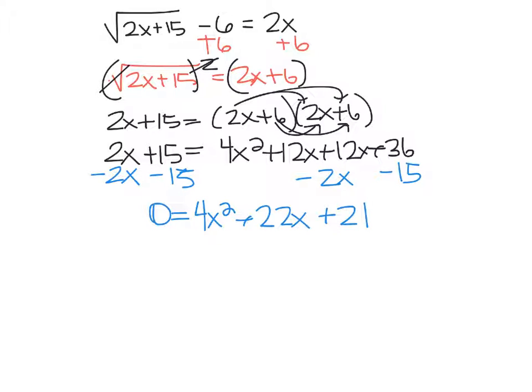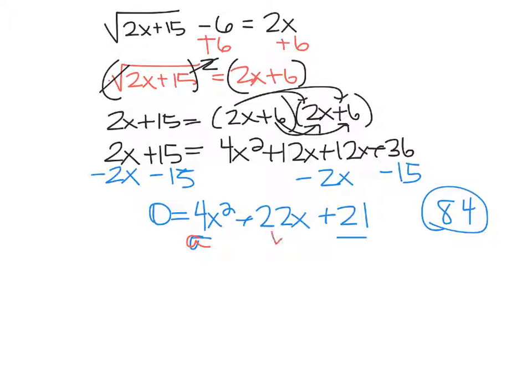Okay, that does not have a greatest common factor, even though the first two numbers could divide by 2. 21 does not. My A times C would be 84. I'd be looking for numbers that multiply to 84 and add up to be 22. Let me pause and think about that. I can find no pair of numbers that multiplies to 84 and adds to be 22, so I believe we're going to be using the quadratic formula.